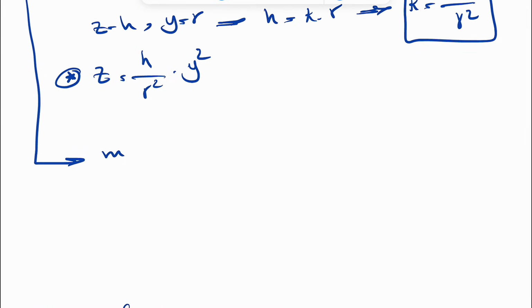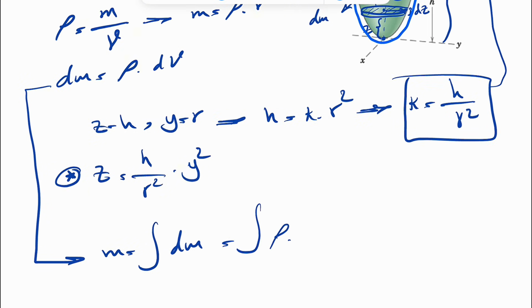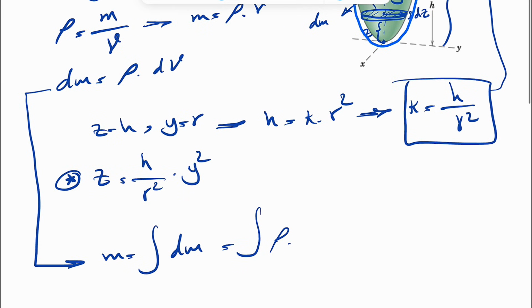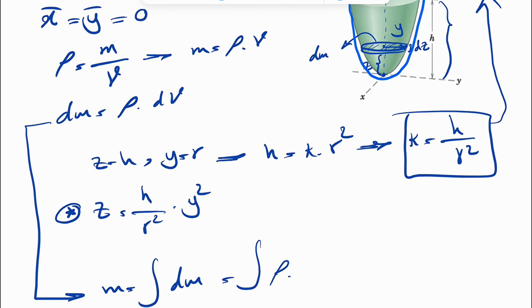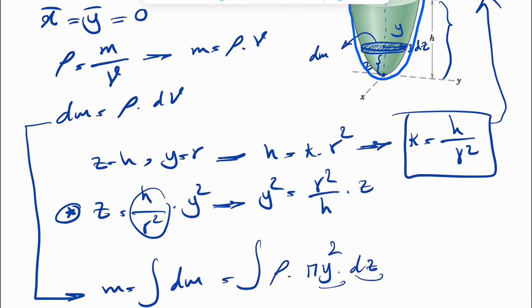So basically our m is equal to the integral of dm, and our dm would be rho times dv. The volume of our dm, which is this small cylinder element, is going to be the area of that cylinder, pi y squared, times height, which is dz. So now we have y squared and dz, but from the previous part, our y squared is basically r squared over h times z. So you just bring this to the other side of the equation, which gives us this.